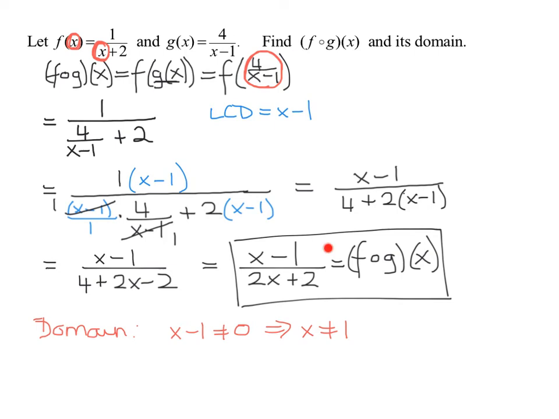And then we look at the simplified form. Is there an issue here? Yes, we have another denominator, that denominator cannot equal 0 either. So I've got 2x plus 2 cannot equal 0. So that means that subtract 2 from both sides, 2x cannot equal negative 2. Divide both sides by 2. That says x cannot equal negative 1.